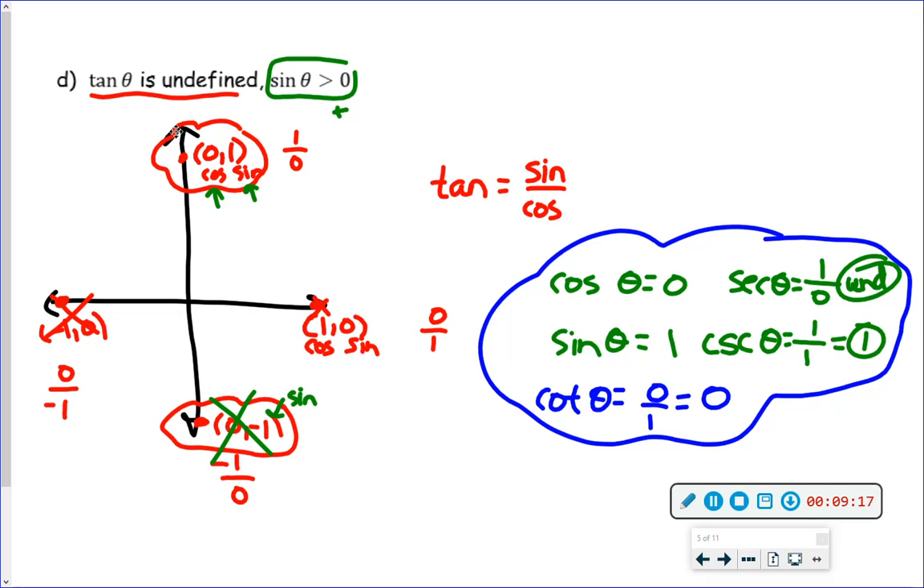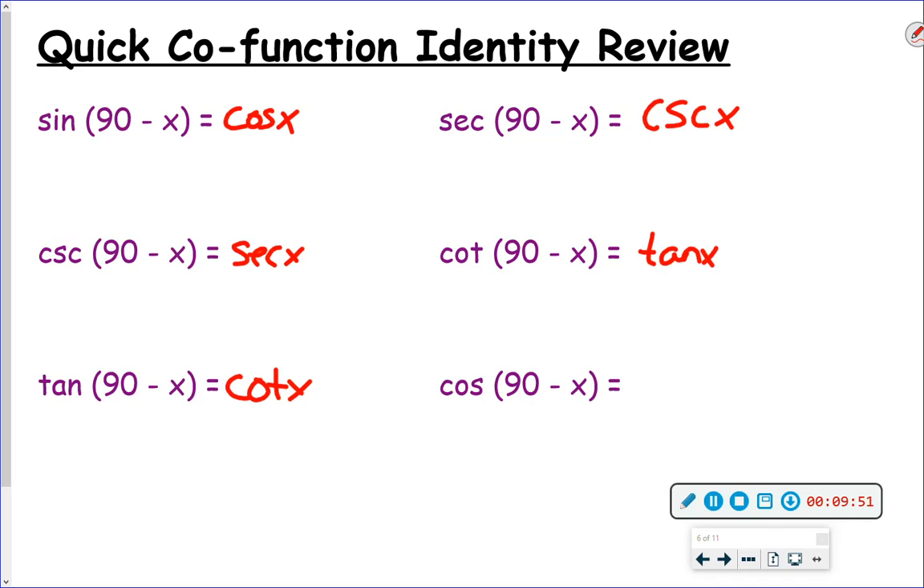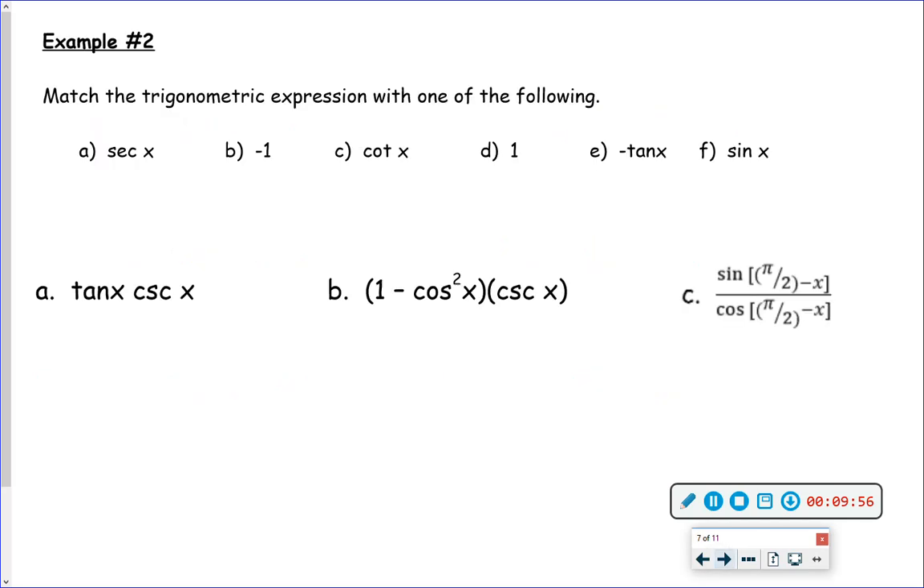So very similar to chapter 4, just you having to use your identities a little bit more. The better you know the identities, of course, the easier this will be. Co-functions, everything's got a co. Co-function of sine, cosine. Co-function of cosecant, take the co off. Co-function of tan, cotan. Co-function of secant, cosecant. Co-function of cotan, it's already got the co, take the co off. And the co-function of cosine already has the co, take the co off. So we should know our cofunction identities, just reviewing, just practicing.